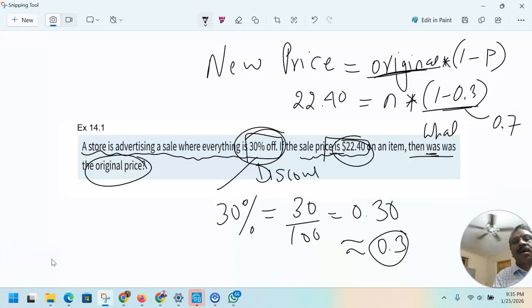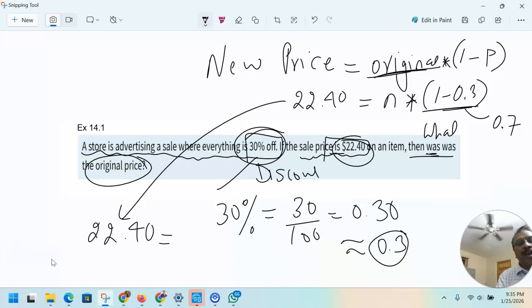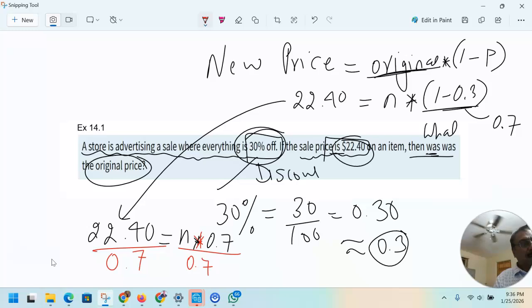Then 1 minus 0.3 is 0.7. And then this part I'm going to write here: 22.40 equals n times 0.7. So all you do is divide both sides. To solve for n, you divide by this, and the calculator does the work. Check the answer. This crosses out, and you get n equals the answer, which will give you the original price. Now remember, this 22.40 is after the discount, so that's the main thing you have to be careful about.